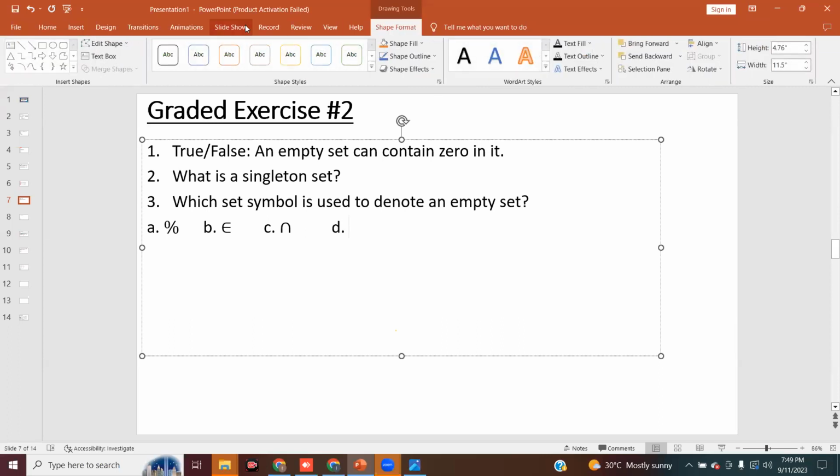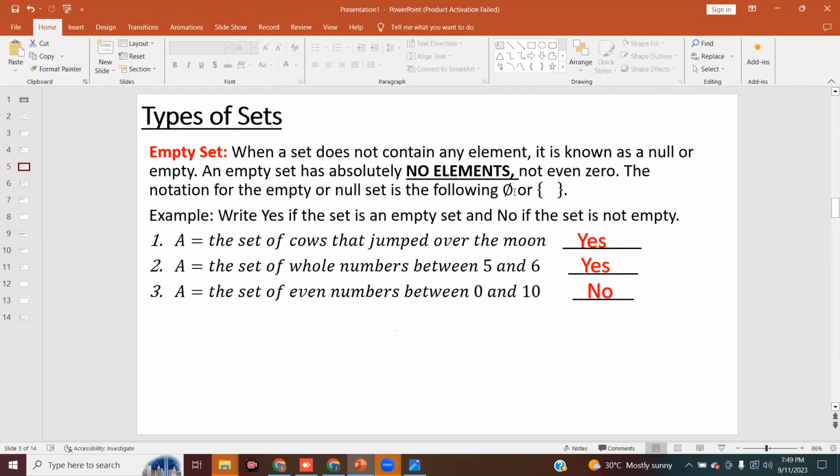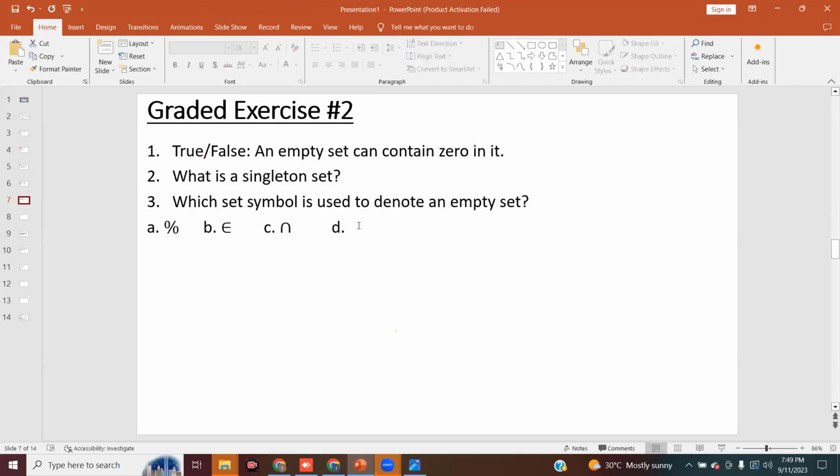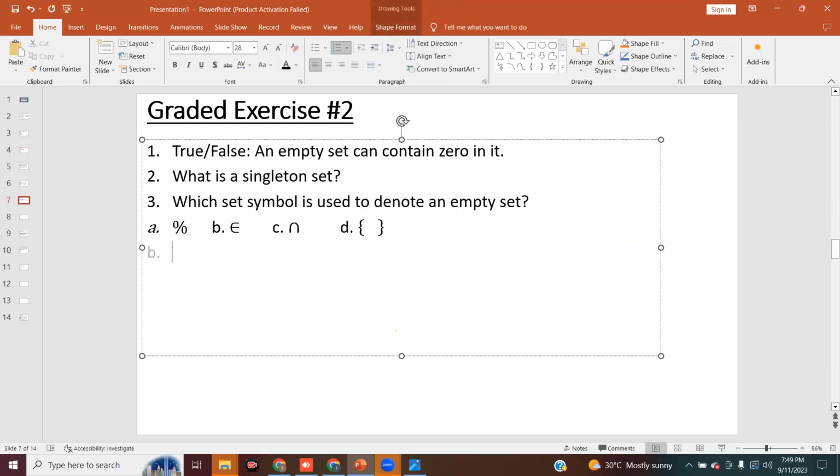Or D. In one moment. Number 4. That's too much in that sentence. Which set below is a singleton set?